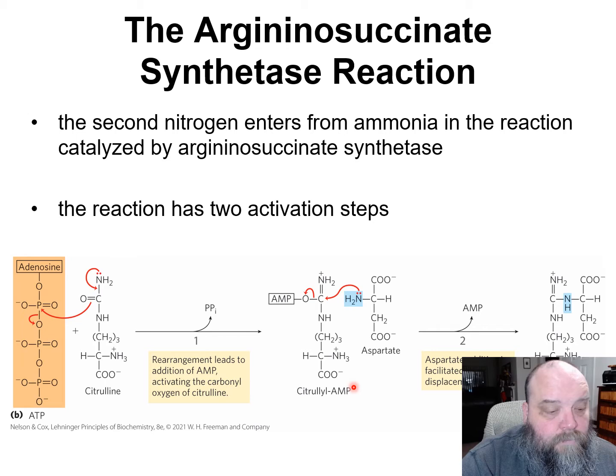The citrulline AMP is an intermediate, which the argininosuccinate synthetase is going to take, together with the aspartate, and rearrange the carbon oxygen AMP here. It's going to rearrange that carbon oxygen bond to a carbon nitrogen bond, as you see here. So you have 2 carbon skeletons with this nitrogen bridge connecting them, hence argininosuccinate.